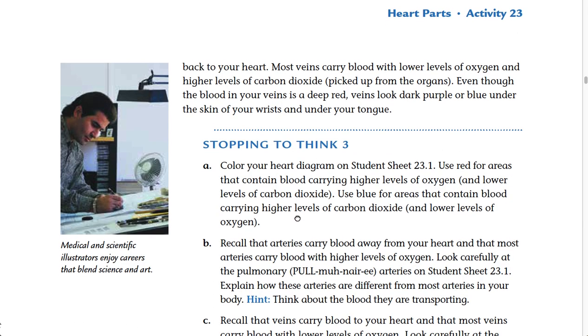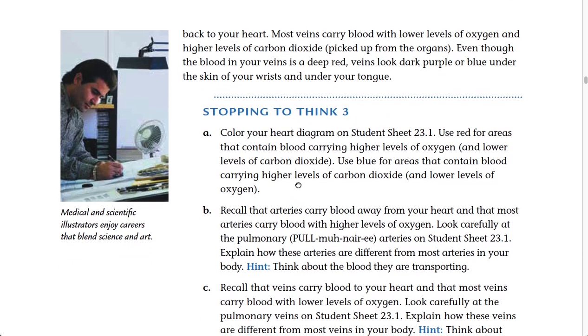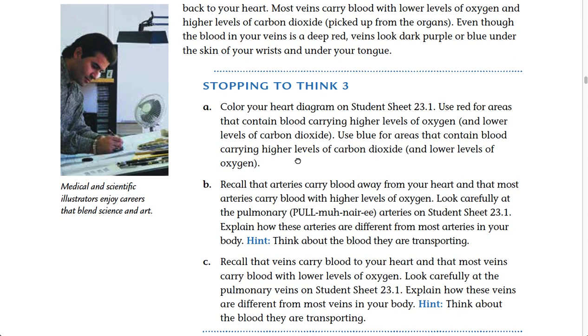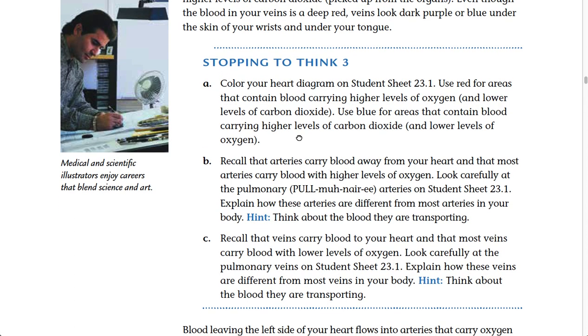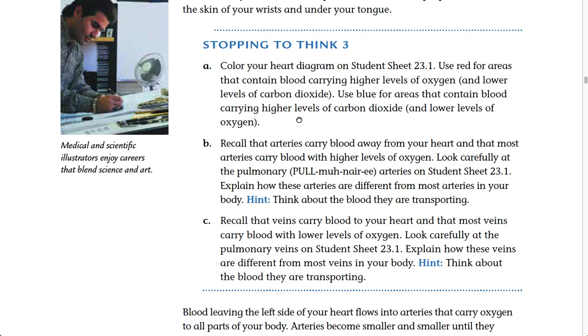Stop and Think, question number 3. Color your heart diagram on student sheet 23.1. Use red for areas that contain blood carrying higher levels of oxygen and lower levels of carbon dioxide. Use blue for areas that contain blood carrying higher levels of carbon dioxide and lower levels of oxygen. Recall that arteries carry blood away from your heart, and most arteries carry blood with higher levels of oxygen. Look carefully at the pulmonary arteries on student sheet 23.1. Explain how these arteries are different from most arteries in your body. Hint, think about the blood they are transporting.